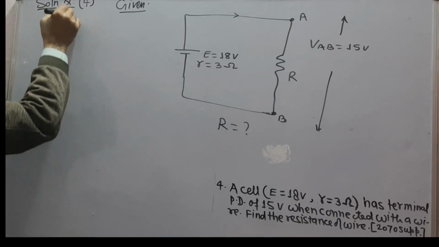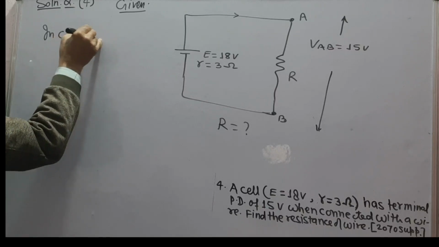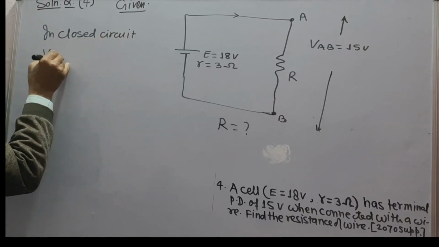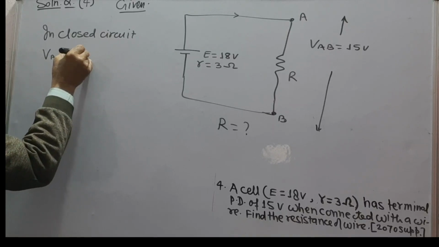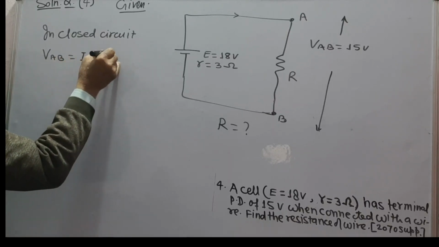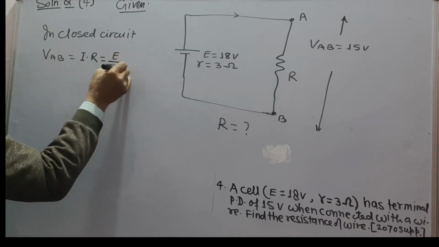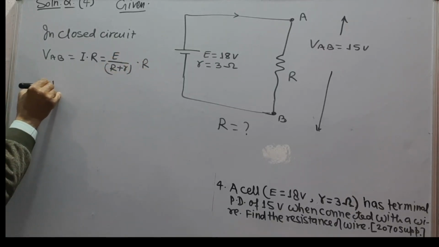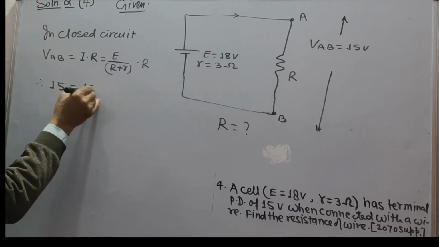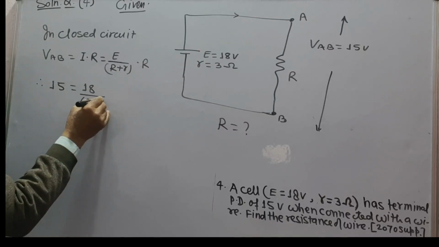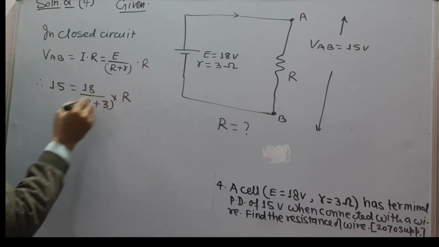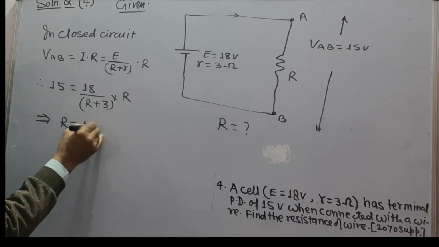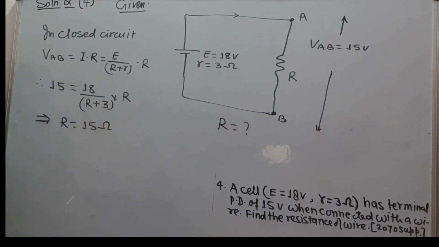In closed circuit, VAB is equal to I into R, where I is E upon R plus internal resistance, into R. Now VAB is given to be 15 volt, E is 18 volt, R is unknown and small r is 3 ohm, into capital R. On solving, it gives capital R as 15 ohm, which is the resistance of wire.